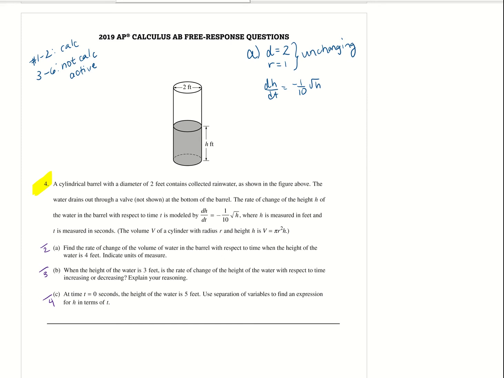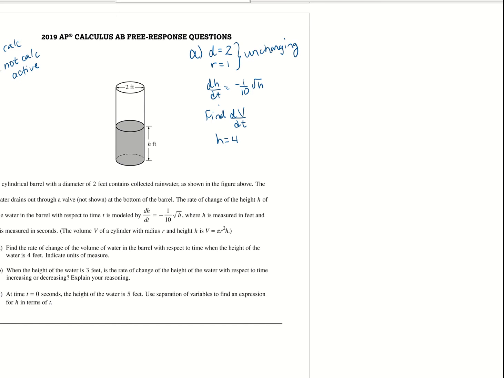All right, for part A, we want to find the rate of change of the volume. So what we are trying to find is dV/dt. And what we also know is that the height of the water is 4 feet at the moment where we want to find the rate of change of the volume. And then they did tell us the formula for the volume of a cylinder, which was kind of them, which is pi r squared h.